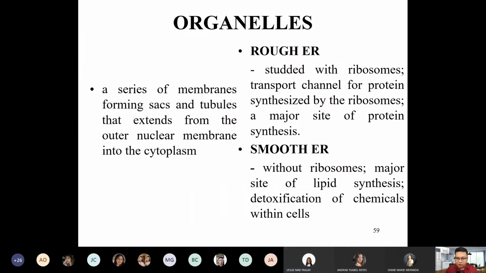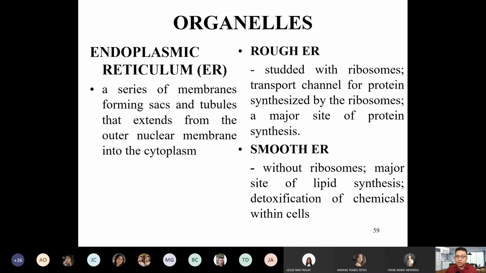Okay, next we have our endoplasmic reticulum, or our ER. It is a series of membranes forming sacs and tubules that extend from the outer nuclear membrane into the cytoplasm. We have two types of endoplasmic reticulum. We have the rough endoplasmic reticulum and the smooth endoplasmic reticulum. Our smooth endoplasmic reticulum is usually the site of our lipid synthesis, detoxification of chemicals within cells.